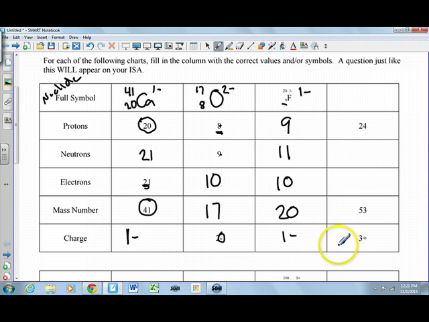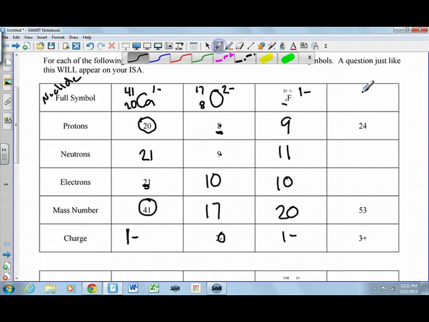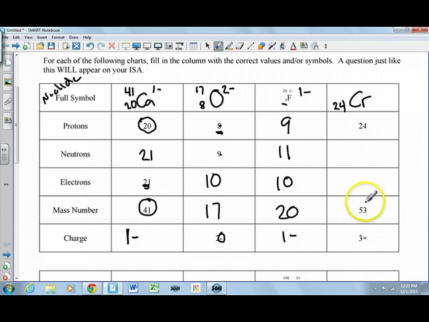Okay, now the last one. Element number 24. We look in the periodic table, and that's chromium, Cr. Again, we do not need the periodic table anymore. We're going to put the 24 down here. Now, the number of neutrons. This plus the one we're looking for should equal this, so there have to be 29 neutrons. 53 goes up here in this corner.